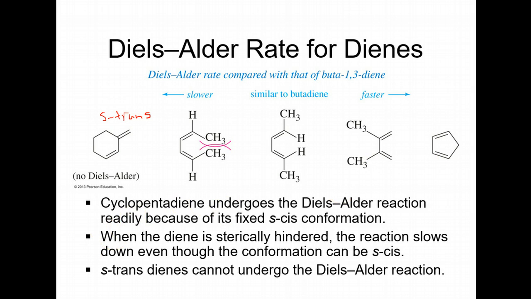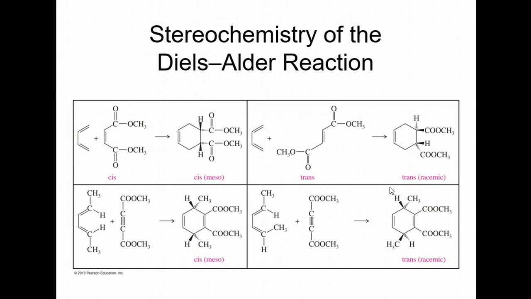Okay, so cyclopentadiene, which is this, undergoes a Diels-Alder reaction readily because of its fixed S-cis conformation. When the diene is sterically hindered, the reaction slows down, even though the conformation can be S-cis, and S-trans dienes cannot even do Diels-Alder reactions. Okay, let's do more stereochemistry, because I hope the slide from two slides ago made somewhat of sense, but like I said, we're going to talk more about this in class. There are some really cool videos that we'll watch on Khan Academy. They go through it very well, where he draws the diagrams, but it's a lot easier if we just talk in class and you can get all your questions answered.